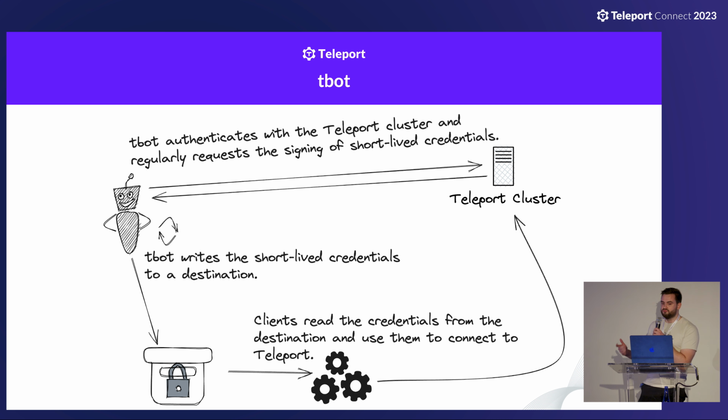This entire process can run in the background and with some regularity. Since we're writing short-lived credentials, if you need your access to be kind of longer-lived, you've obviously got a problem if those credentials only live for half an hour, say. So tbot will run in the background and continually update those credentials.